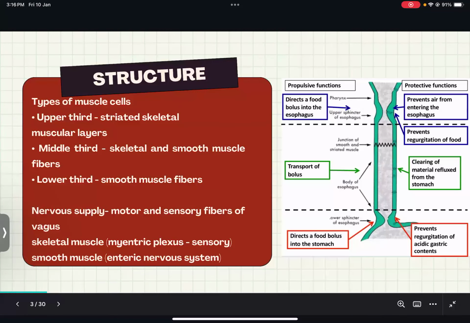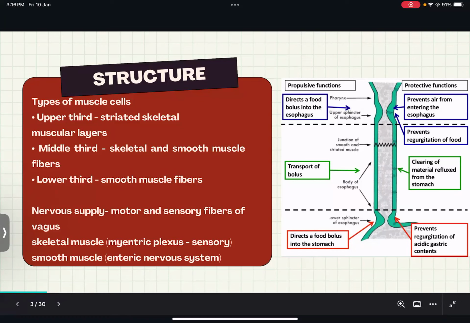If I go back to the diagram here, we can see how those functions are divided based upon the thirds of the esophagus. In the first, upper third, we can see that it directs the food bolus into the esophagus, prevents the air from entering, and also prevents regurgitation of food from the oral cavity.